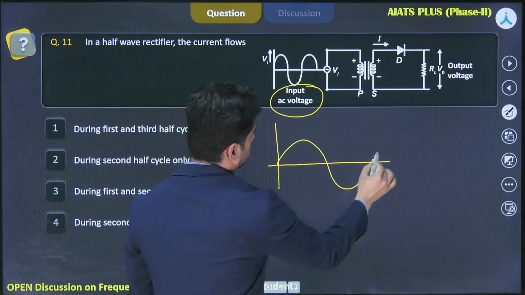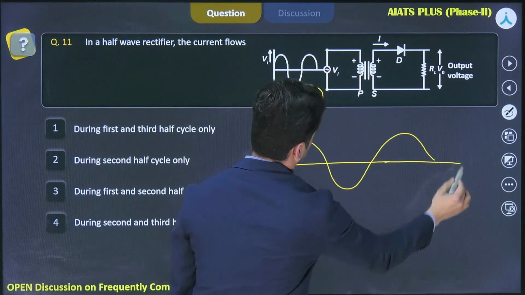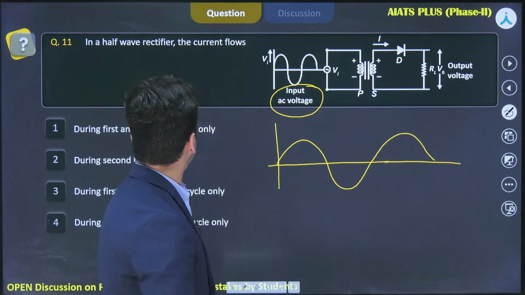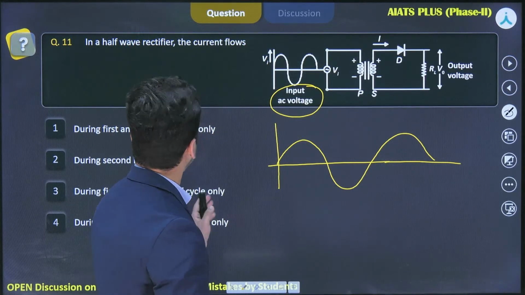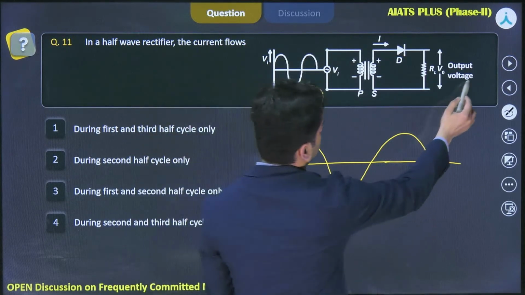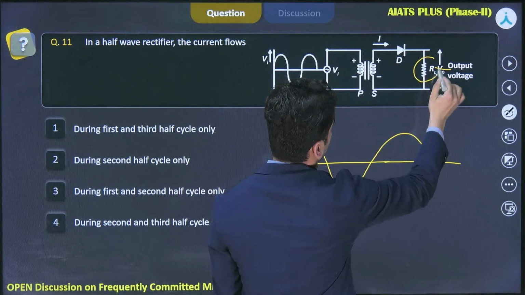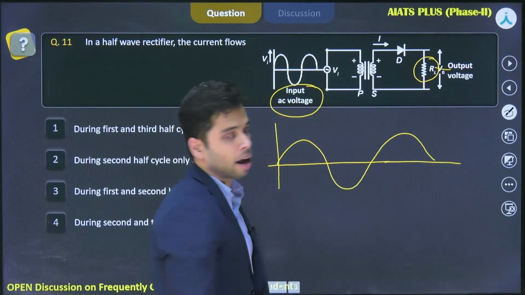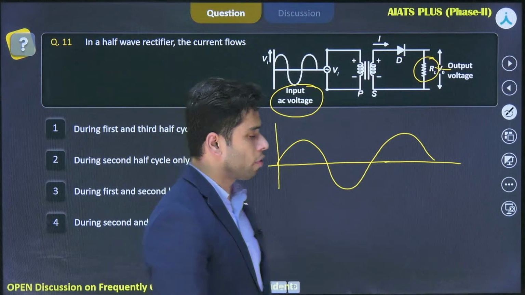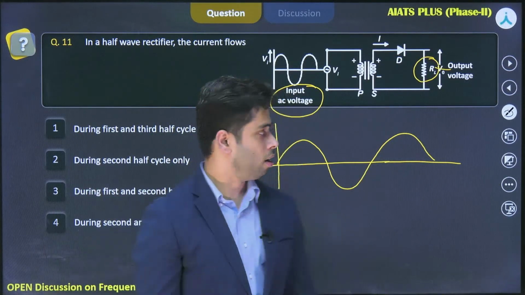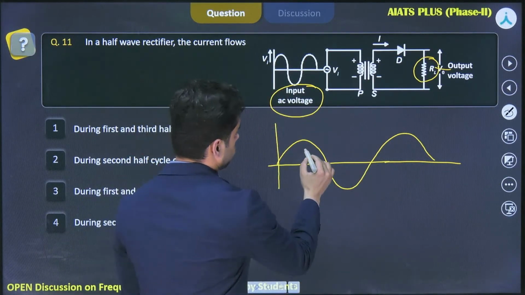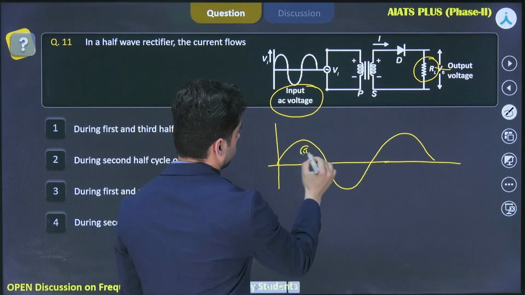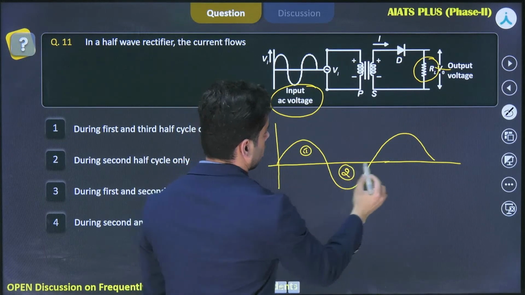It is shown something like this, right? And you need to comment on that current flow. The output load resistance is kept over here, RL, right? And you need to figure out for which cycle the current flows. So this is your first cycle, this is your second cycle, and this is your third cycle.